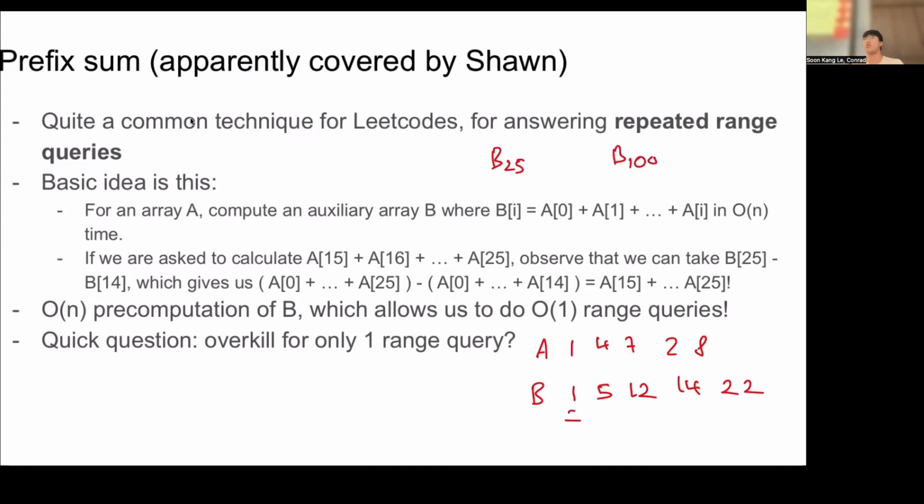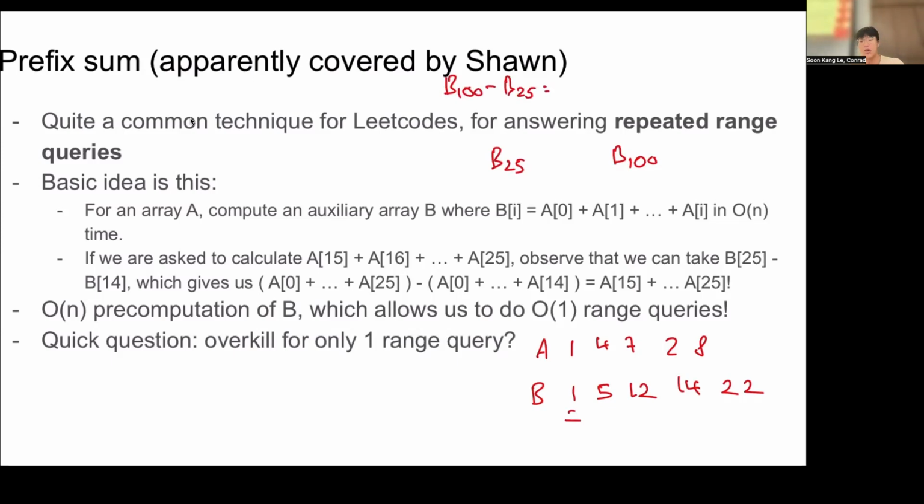So what if I ask you, give me the sum of all elements from 25 to 100? Everything makes sense so far, right? Okay, so give me the sum of elements from 25 to 100. At first, you might think, wait, this is not what I calculated. There's no way for me to use my answer to do this. But actually, all I have to do is just take B100 minus B25. Does this make sense?